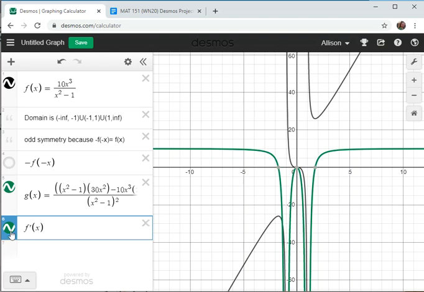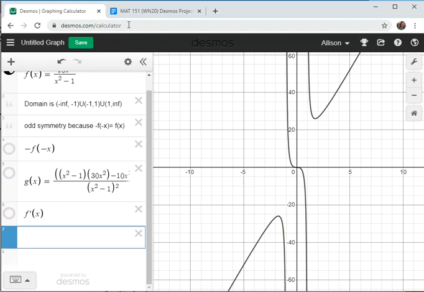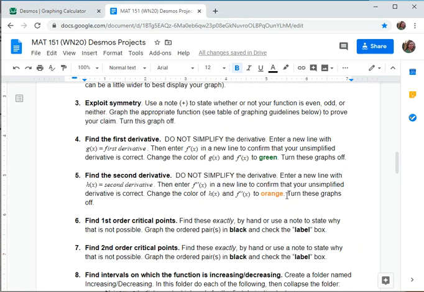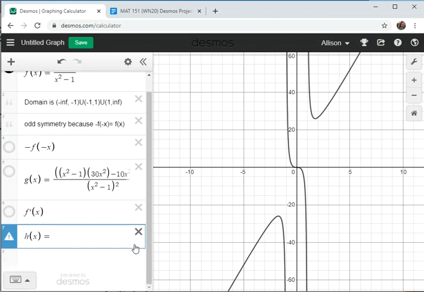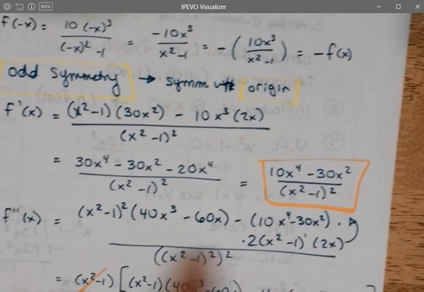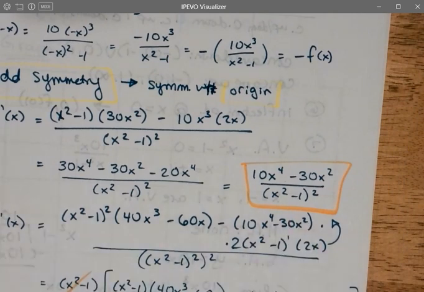Okay, so turn them both off. So those are both off. Second derivative is next. We're going to do the same thing, and we're going to make them both orange. So in the second derivative, I'm going to call it h of x. And h of x is, again, I've got my unsimplified first line right here, so I'm going to try to type in all that good stuff for our h of x function.